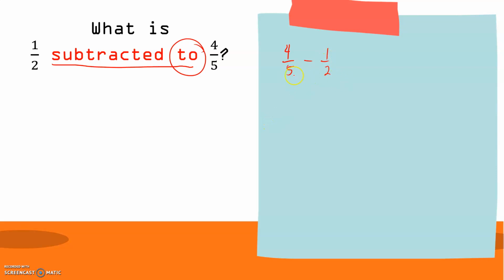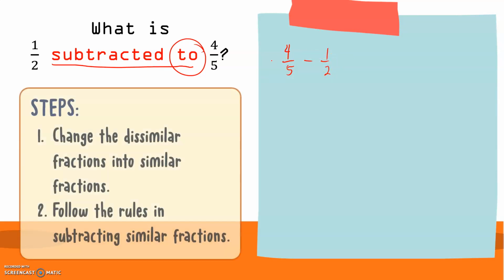Now let's take a look at the denominators of our fractions. They are different, therefore we have here dissimilar fractions. And for us to subtract dissimilar fractions, these are the steps that we will follow. So let's find the LCD of 5 and 2 so that we can change them into similar fractions. So we'll have 5 and 2. 5 and 2 are already prime numbers, so we'll just multiply them and that will give us 10. Therefore, the LCD of 5 and 2 is 10, or the LCD of 4/5 and 1/2 is 10.